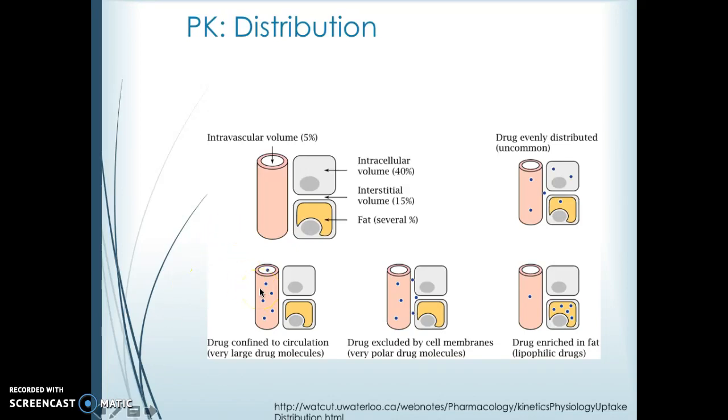Now, if a drug is large, or a protein, for example, and it becomes confined to the systemic circulation and can't move outside of those capillaries, that's what you would see here. So you have a drug confined. So 8 milligrams of that drug will be in the bloodstream.